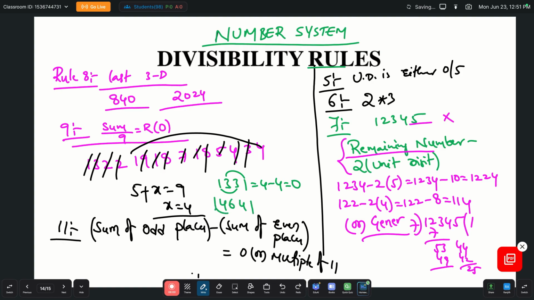14641 is equal to 1 plus 6 plus 1 is equal to 8, 4 plus 4 equal to 8, and 8 minus 8 will be equal to 0.